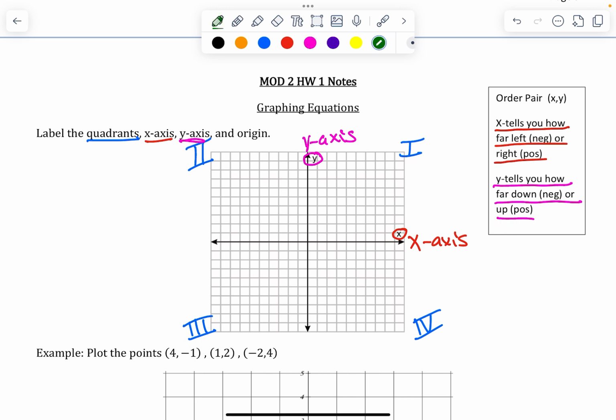And then we have the origin, which is going to be the center. And that's always going to be the point (0, 0). So for an ordered pair, x is always listed first and y is always listed second.